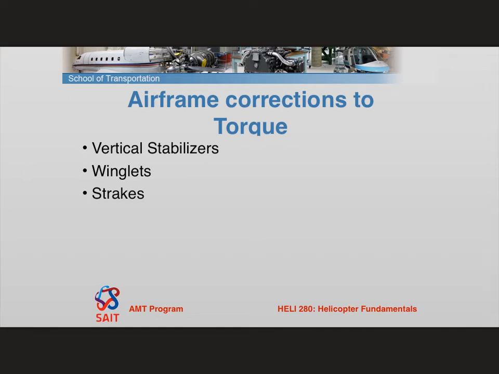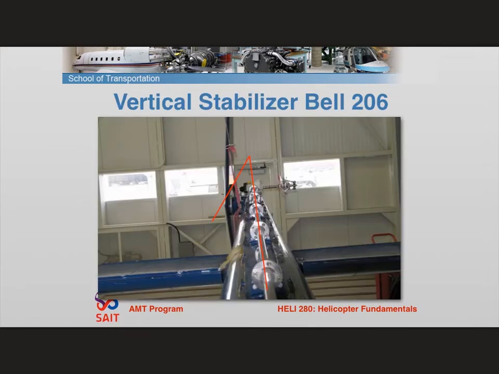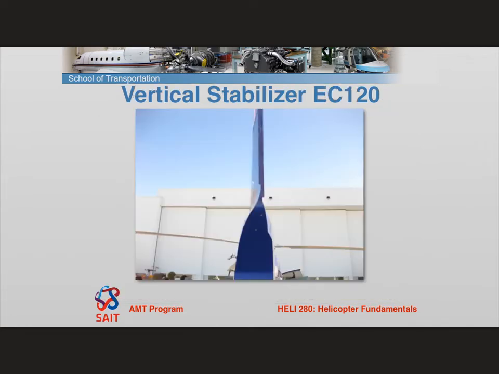Some other things that we mount in the aircraft to stabilize or to counteract for torque are vertical stabilizers, winglets, and strakes. Vertical stabilizers, a couple of different pictures here. I'm actually going to go to the one that's a little clearer to see. So this is the EC120. When you look at the EC120, you can actually see the shape of the airfoil. Okay, so you notice that the back of this isn't a straight line. You can see how it's cambered off to the side.